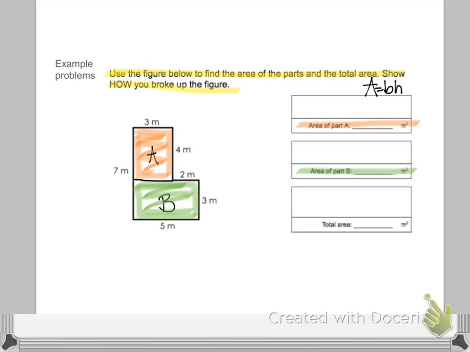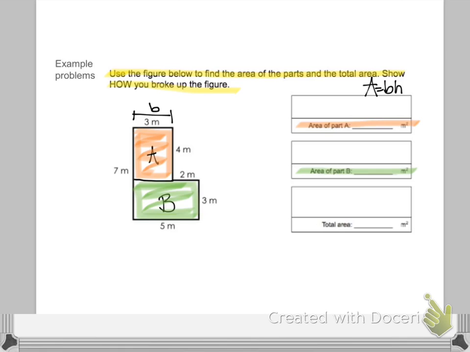As I'm looking at A, I need to find its base. Its base is not going to be 5 because it's touching a green rectangle, and A is not green. Its base is not going to be 2 because, again, that value is touching a green. Its base is going to be 3.